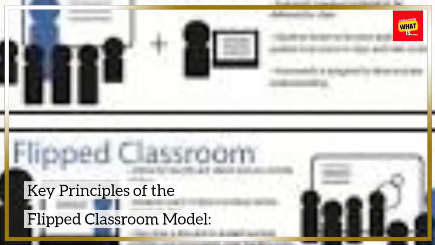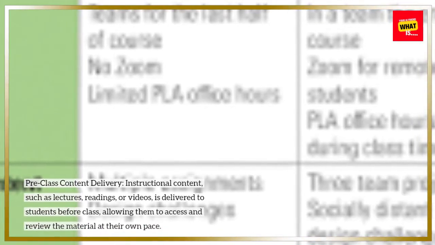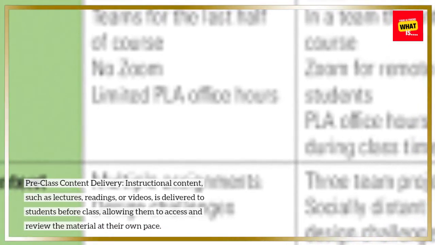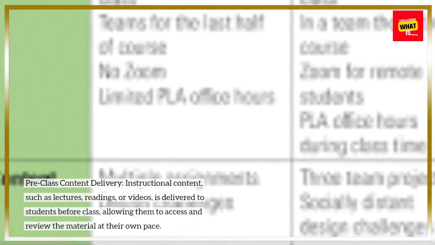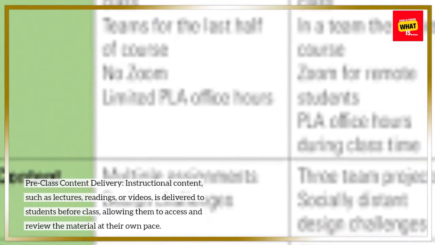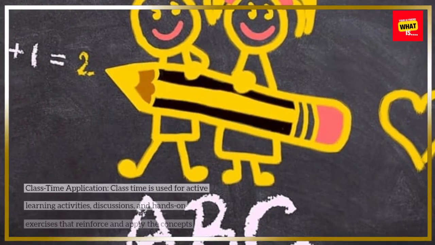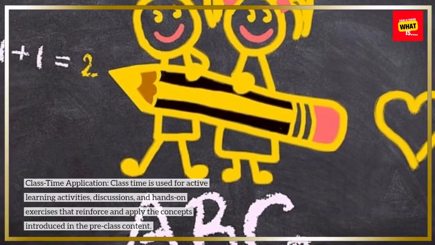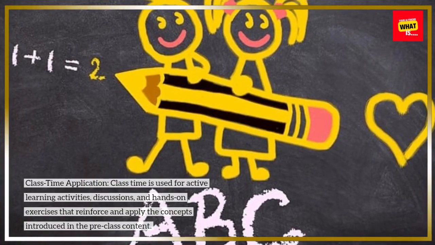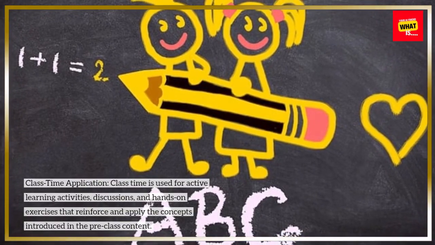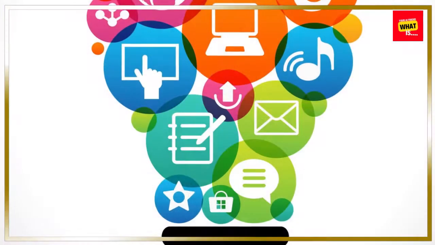Key principles of the flipped classroom model. Pre-class content delivery. Instructional content, such as lectures, readings, or videos, is delivered to students before class, allowing them to access and review the material at their own pace. Class time application. Class time is used for active learning activities, discussions, and hands-on exercises that reinforce and apply the concepts introduced in the pre-class content.